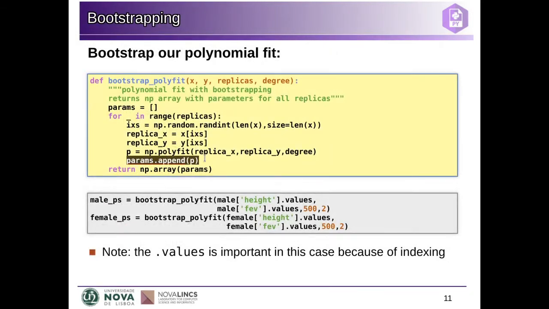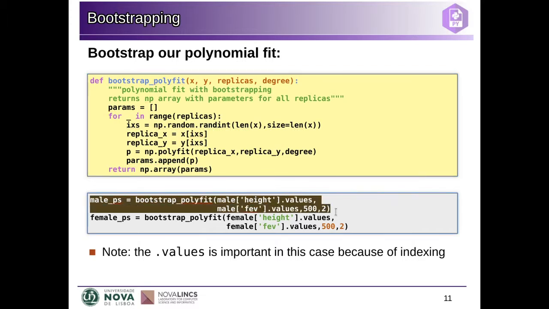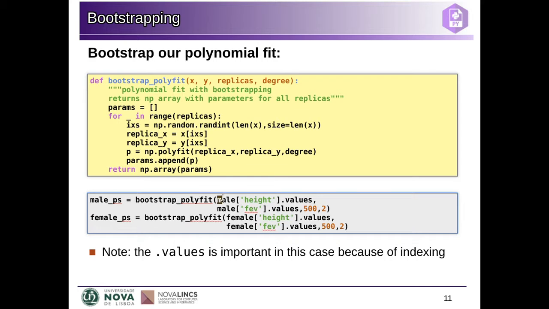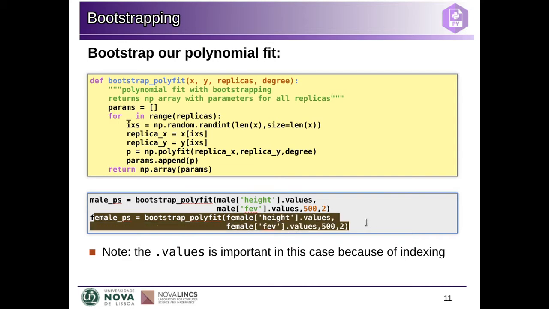So I'm going to append the parameters here, and in the end I'll return an array with the list of parameters. So this is a matrix. Since the degree is 2, this will have 3 columns, one for x squared, one for x, and one for the independent value there, the constant. And I'm going to do that for the male subjects. I'm going to do this bootstrapping using the height and lung capacity of the male subjects, and the same thing for the female subjects.